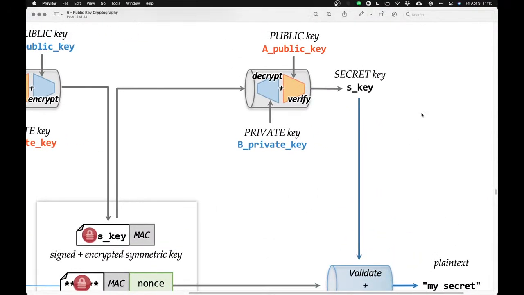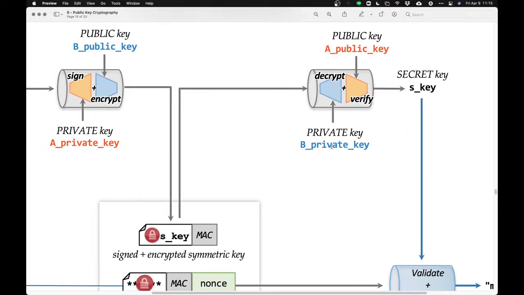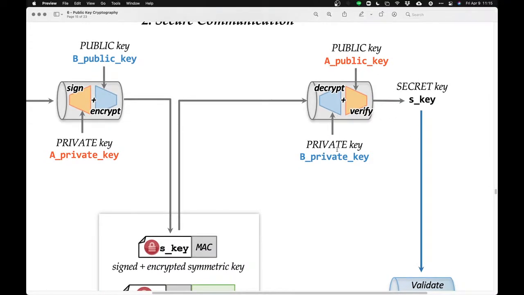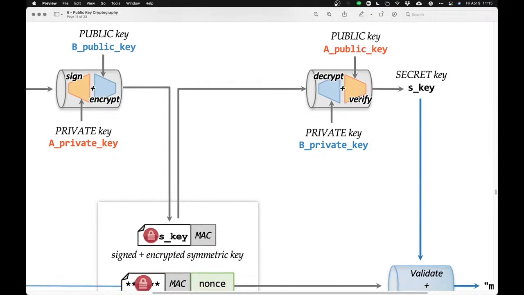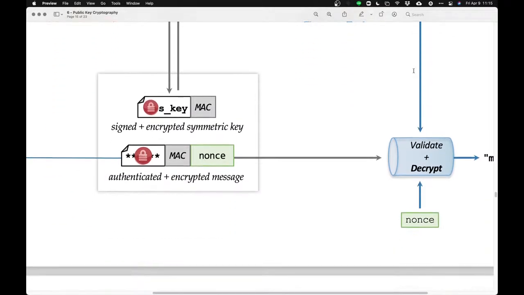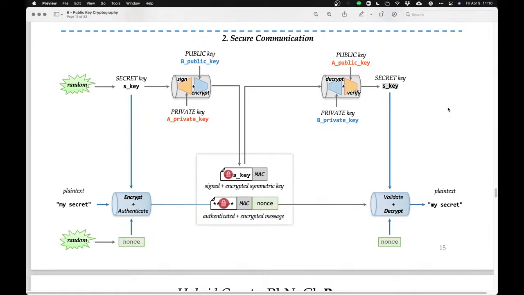Bob can now use his private key. The signed and encrypted symmetric key goes to Bob. Bob first decrypts it with his private key and then verifies the signature using Alice's public key. Okay? And that gives him the symmetric key. And then Bob goes back and uses the symmetric key to do the regular symmetric key cryptography.